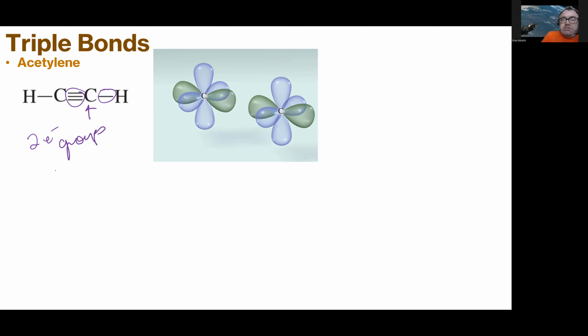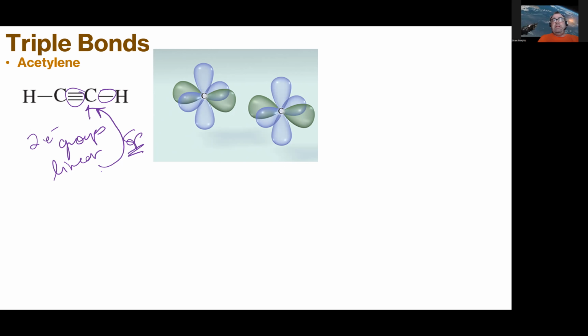Because it has 2 electron groups, this has to be linear. And because it's linear, that means this carbon is sp hybridized. Being sp hybridized means you have 2 sp orbitals that are 180 degrees away from each other, and it means you have 2 unhybridized p orbitals.